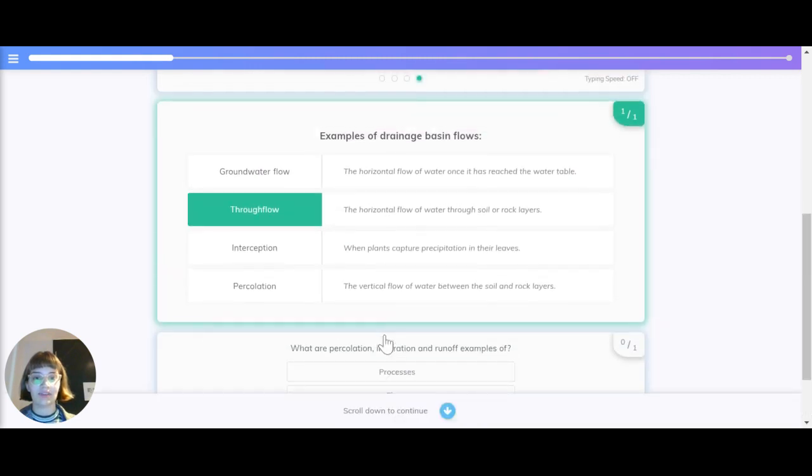Let's look at examples of drainage basin flows. It's groundwater flow, which is the horizontal flow of water once it has reached the water table. Through flow, which is the horizontal flow of water through soil and rock layers. Interception, when plants intercept, so capture precipitation in their leaves. And percolation, which is the vertical flow of water, so up and down, between soil and rock layers, usually down. In fact, always down.